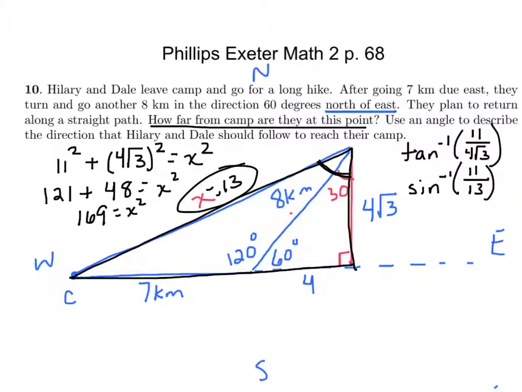And here's what happened in the last class. When they typed this into their calculator, because of a parenthesis issue, it did inverse tan of 11 over 4, and then multiplied that times root 3, instead of having root 3 in the bottom of the denominator. So that's why I would keep it in this form right here. I would use sine.